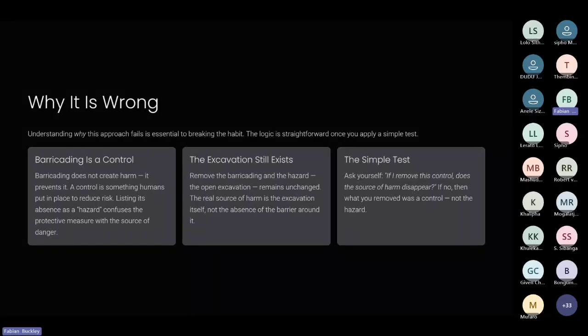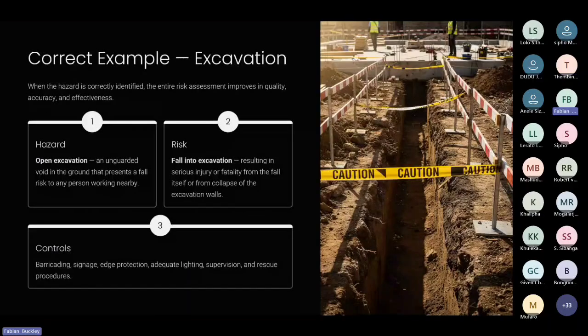Still the same excavation. When the hazard is correctly identified, the entire risk assessment improves in quality, accuracy, and effectiveness. So the hazard is now open excavation, an unguarded void in the ground that presents a fall risk to any person working nearby. If we have to go back to the hazard wheel, which one would we choose for this specific hazard? And that's why I like to use the hazard wheel when conducting risk assessments. Which one would we utilize for this?